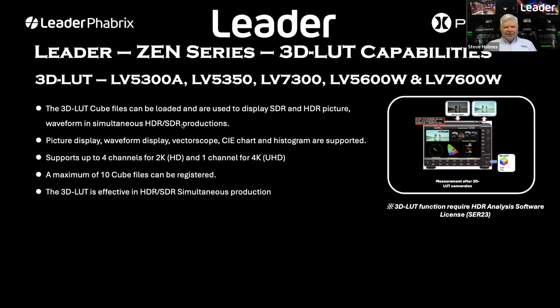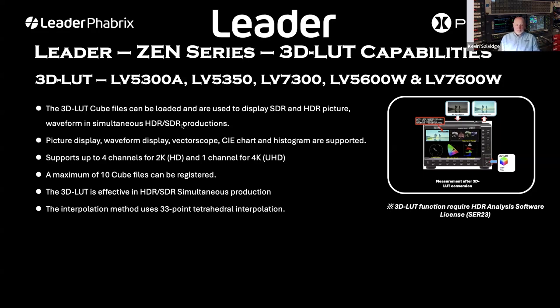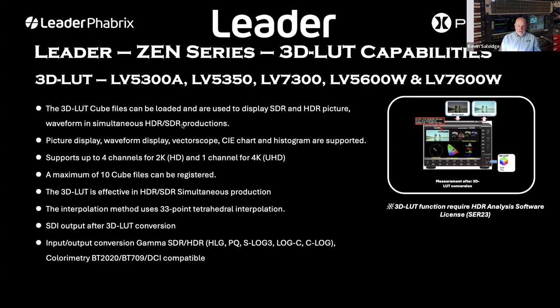And it's a standard everyday 33-bit cube file. Nothing fancy. Yeah. Translation needed. And as we said, this is going to simplify simultaneous HDR and SDR production. For those who remember right at the beginning, as Steve said, it's a 33-point tetrahedral interpolation. It offers an SDI output with a 3D LUT conversion and input-output conversion with gamma. So SDR, HDR, all of the normal transfer characteristics, color imagery, so BT 2020, 709, and DCI compatible.